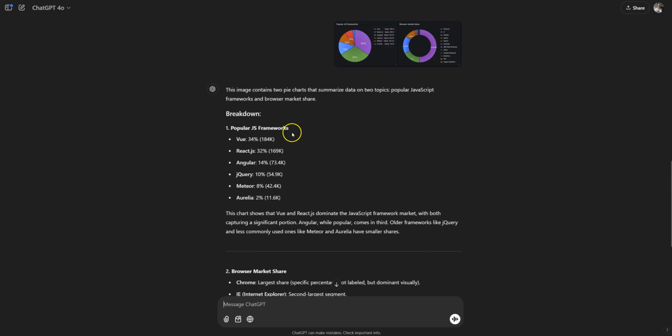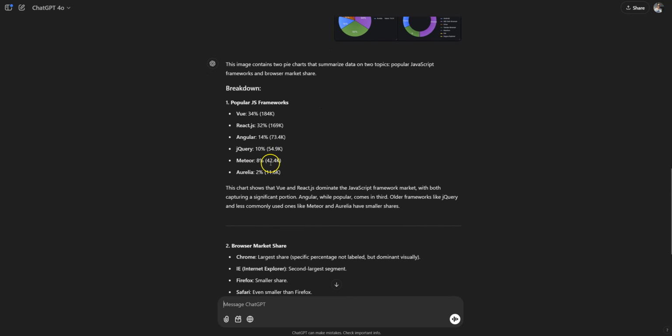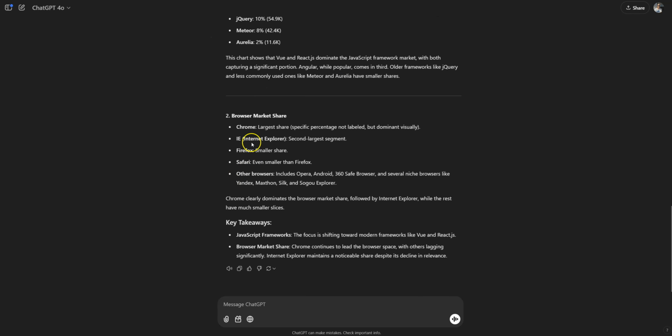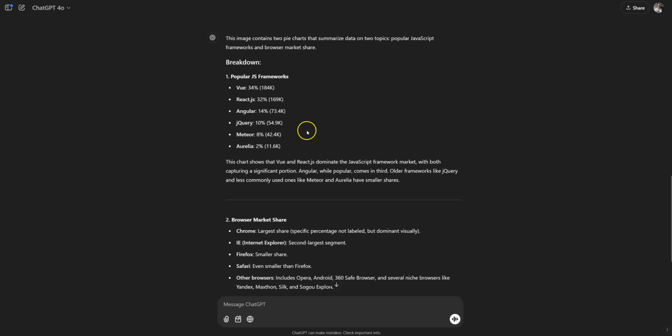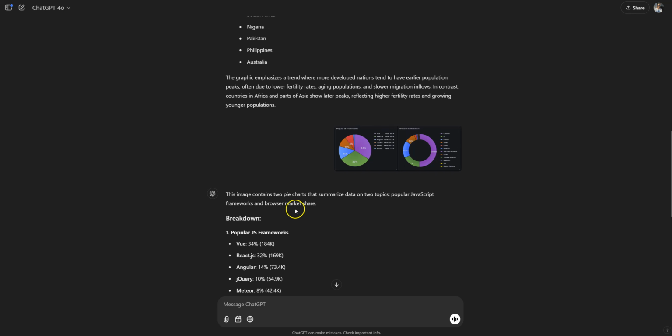So you can see it's done what, obviously, a pie chart is quite simple to understand, but you can get quite technical charts and graphs, and knowing that ChatGPT can go in there and break it all down for you is fantastic.